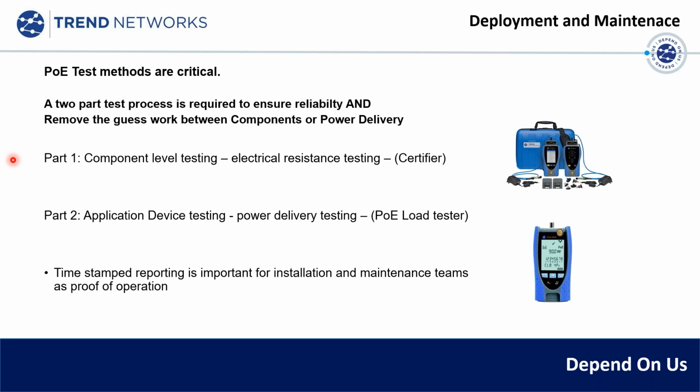It will be a two-part test method, and firstly, we'd like to consider the components. So part one is the component level testing. That has been highlighted with a recent change in the TIA, moving to adding resistance unbalance as a minimum requirement for all cable tests. Okay, so part one, cabling and components. We'd also recommend timestamp reporting across any tester that you use.